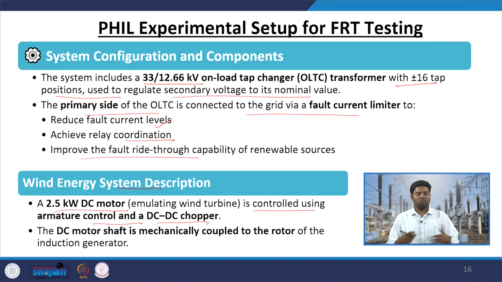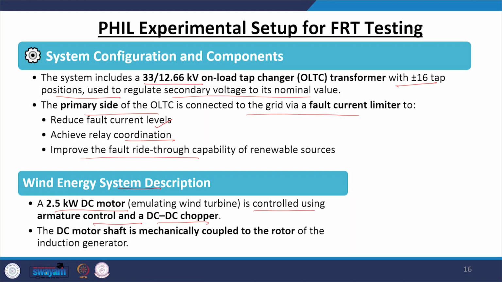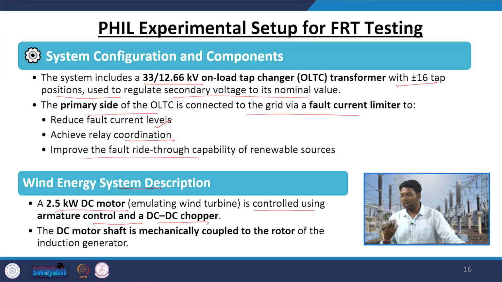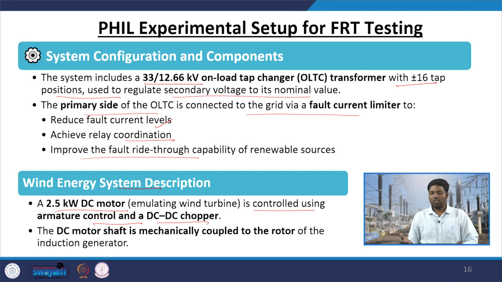The DC-DC chopper will give you the proper voltage, and that output voltage is given to the DC motor. So, that is the armature voltage. You can control that armature voltage by controlling the motor output, which means your mechanical output. If you control that mechanical output, it emulates the wind speed, and depending upon that, your DFIG speed will also change, and that will give you the variable wind power scenario.